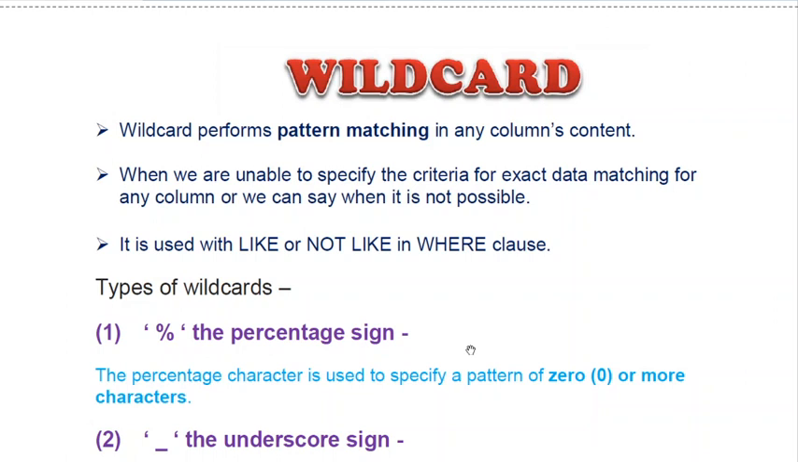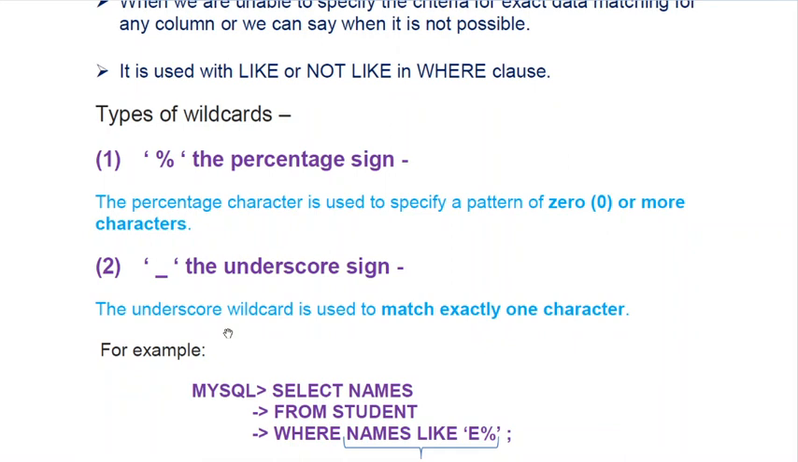There are two types of wildcard characters or symbols. The first one is the percent symbol and the second one is the underscore symbol. The percent character is used to specify a pattern of 0 or more characters, whereas the underscore symbol is used to match exactly one character. So this is the difference between these two. Percent sign is capable of representing one or more characters, whereas the underscore symbol represents exactly one letter.